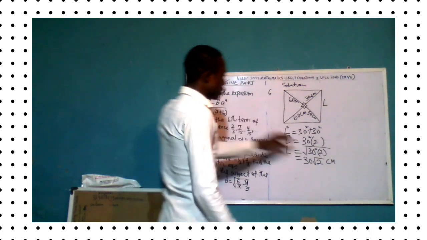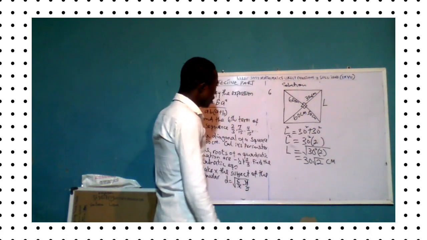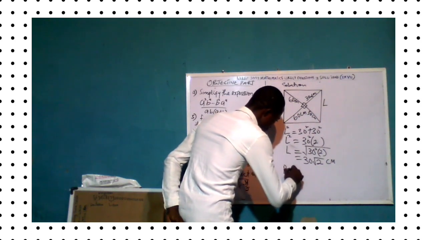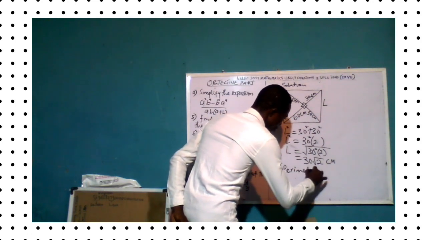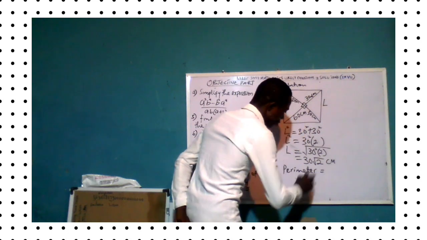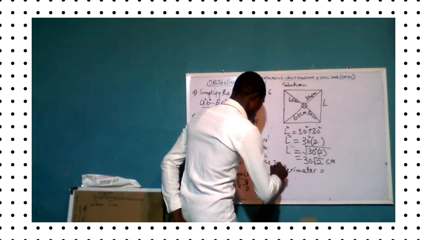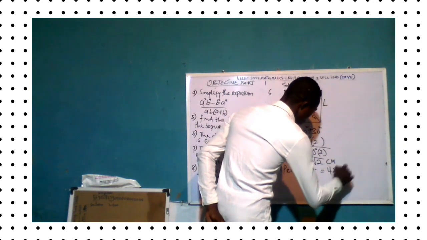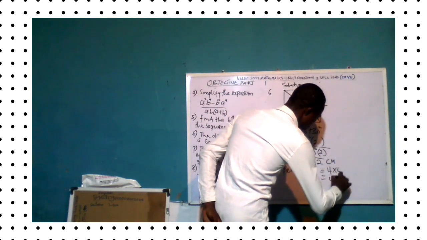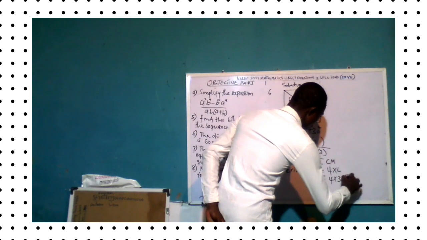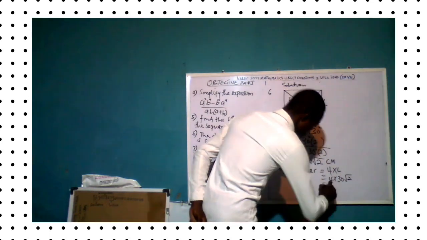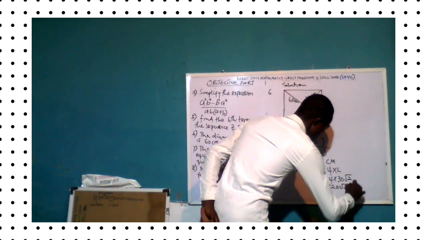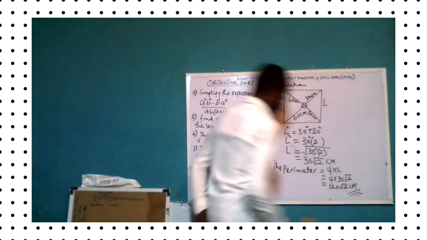If L is equal to 30 root 2 centimeter, it does mean that the perimeter of this square is equal to 4 times L, which is equal to 4 times 30 root 2, and that will give you 120 root 2 centimeter, and that's the final answer.